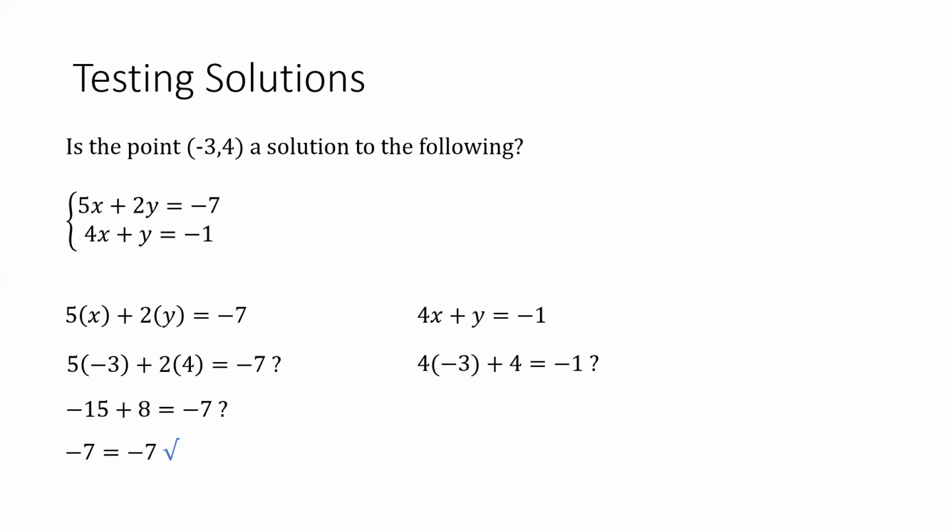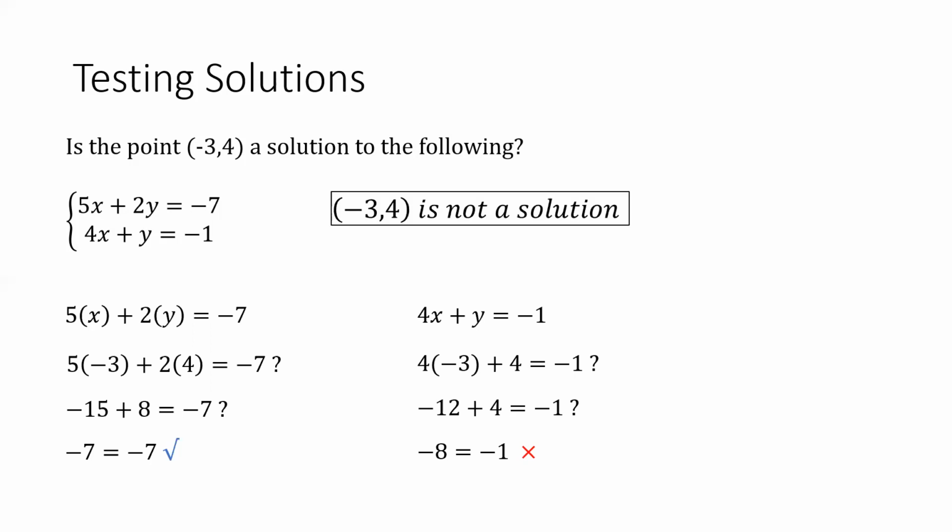So plug in -3 for x, 4 for y, multiply 4 times -3 to get 12, add them together, and I find that -8 is equal to -1, which is not true. So when it's not true, we say that it is not a solution.